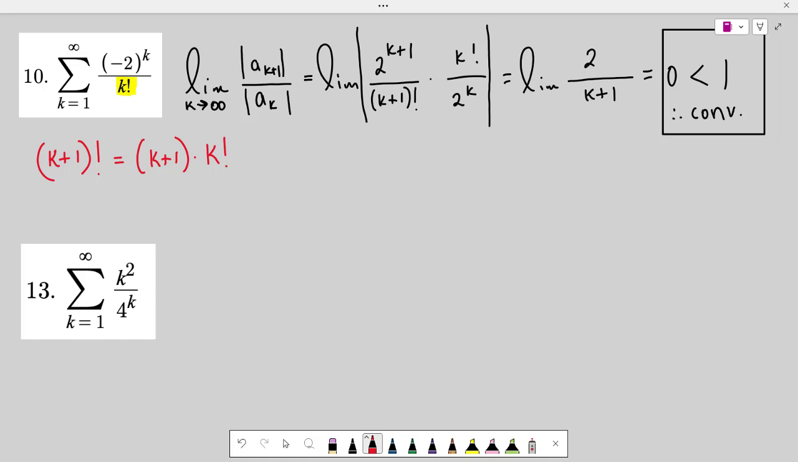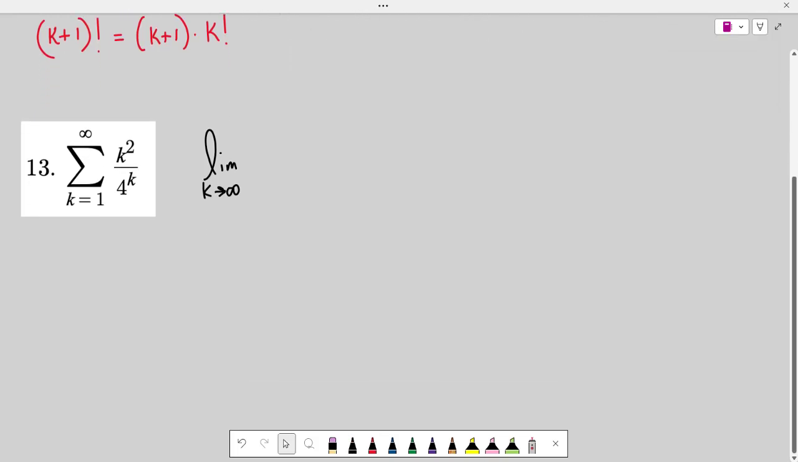All right, let's try another one. So ratio test here. So we say limit, k is going off towards infinity, of the absolute value of a sub k plus 1 over the absolute value of a sub k. Can we just use one big absolute value bar? Yep.